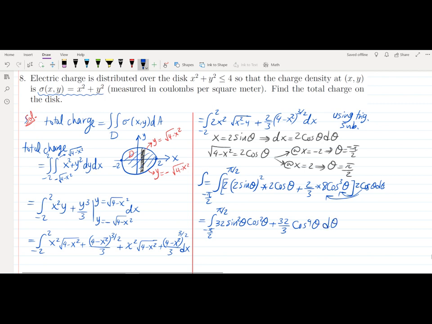And then if you remember the identities of the trigonometric functions, this first term will be 32 sine squared 2 theta over 4, and this term can be expanded again. It will be a half times 1 plus cosine 2 theta, all of this squared, d theta.